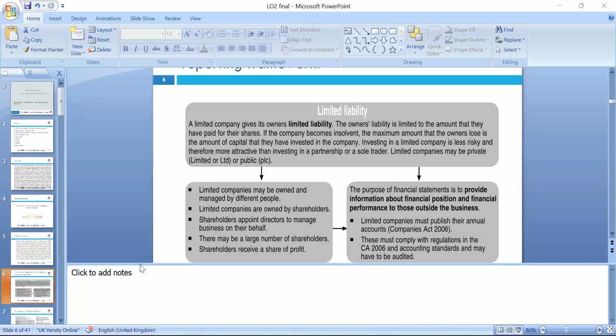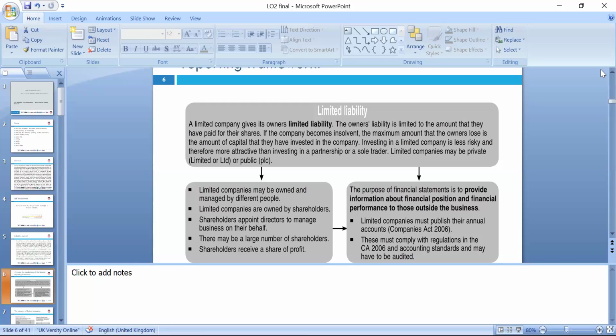Okay guys, we can think about limited liability. With limited liability, nobody can really claim against personal assets if you register a company. We can register the company at Companies House, and the company has limited liability.